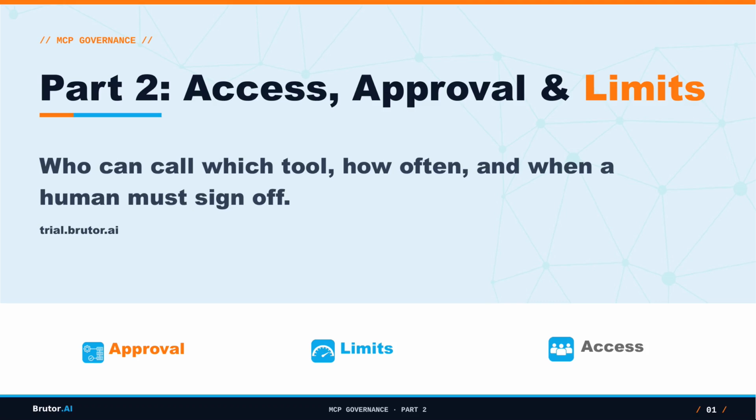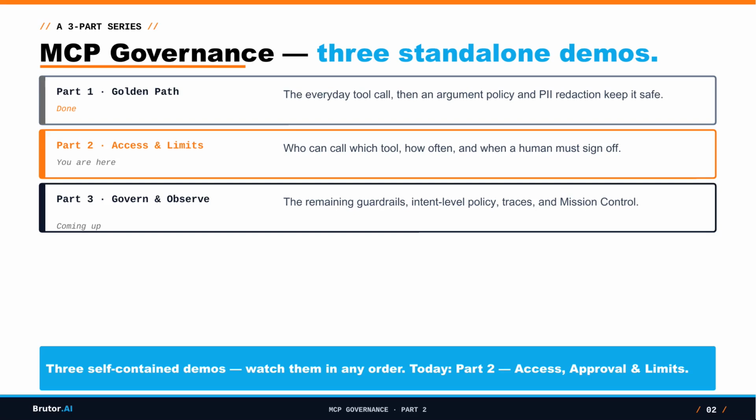Brutor MCP Governance. Part 2. Access approval and limits. Who can call which tool, how often, and when a human must sign off. Part 2 of 3. Golden path and guardrails came first. Now, access and limits. Who can call which tool, how often, and when a human signs off.